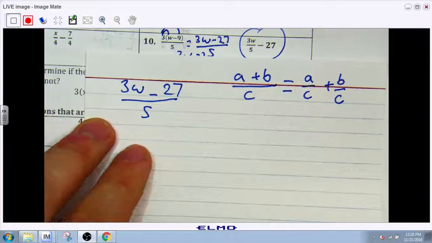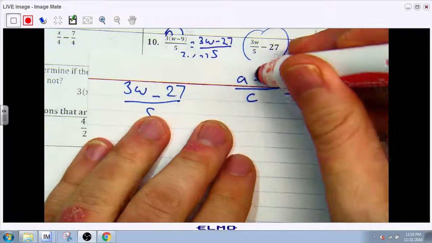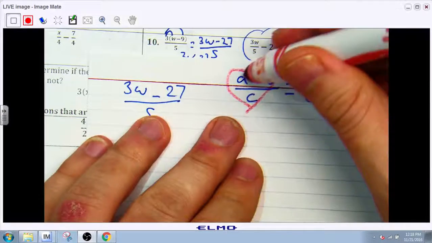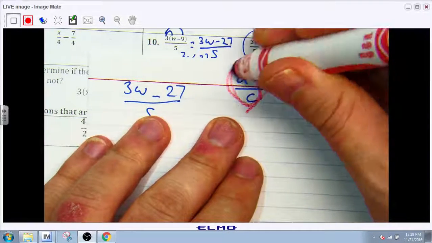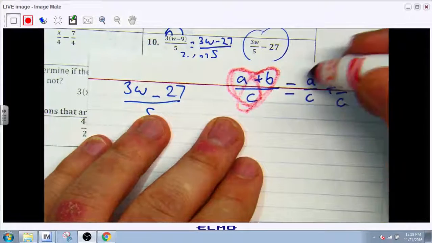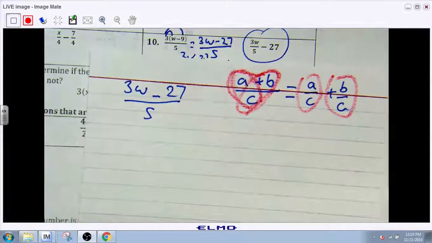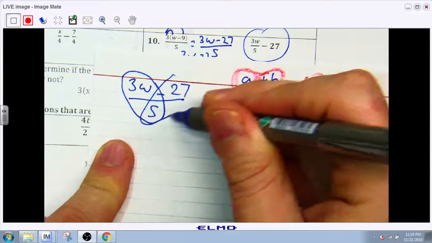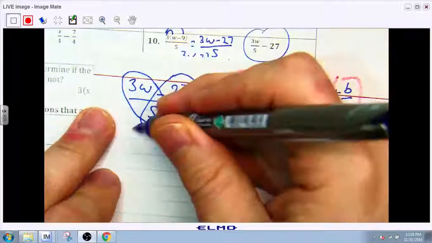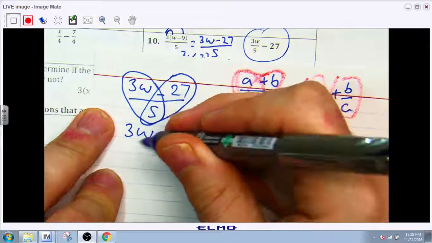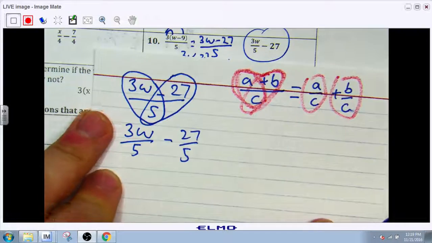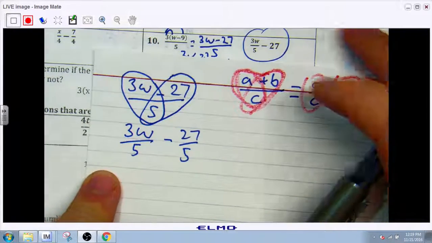And the way that I kind of remember this is I kind of view it as a heart. Okay? They're in love, right? But in this case, that means this ventricle, this side of the heart, and this ventricle, that side of the heart, can be split into 2 hemispheres. So when I look at this, I'm doing the same thing. This is a thing, and this is a thing. So that it becomes 3w over 5 minus 27 over 5. So that's how we split up a binomial. All right.